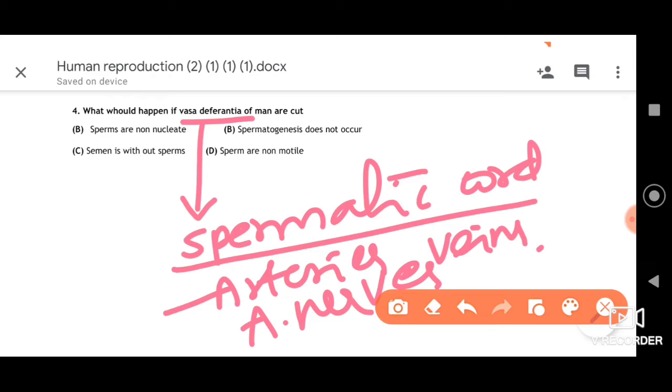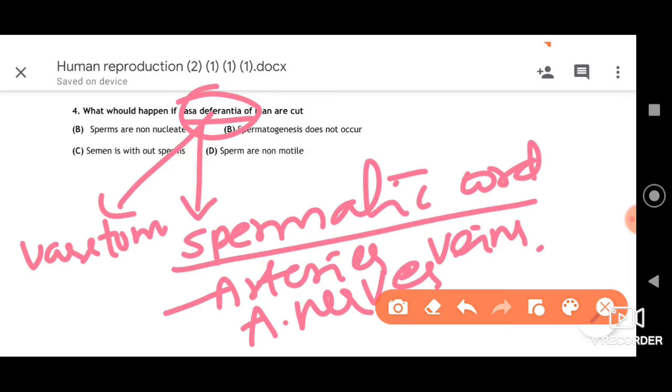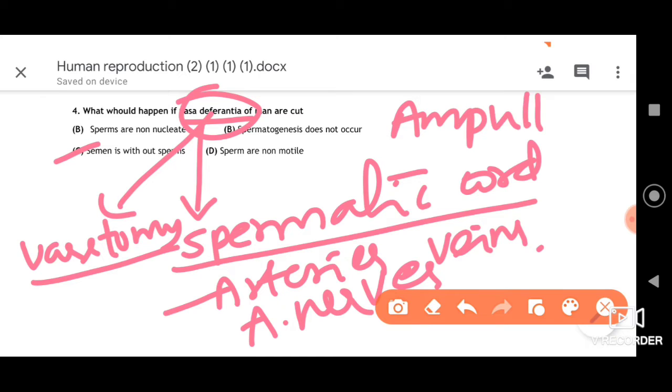Now let me tell you, if the vasa deferentia is cut, surgically removed, the procedure is called vasectomy. So when surgery is done, very clearly we can say that the semen is without the sperm, because the seminal vesicle is an important structure which, after the vasa deferentia, enlarges to form the ampulla.